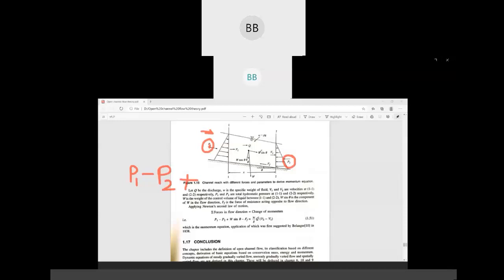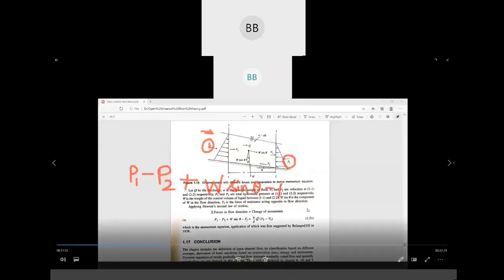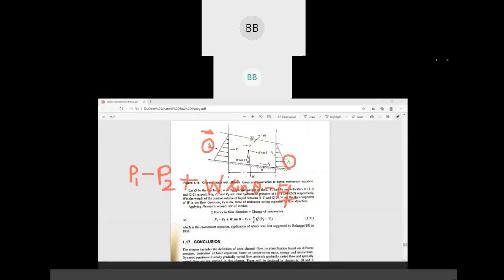So this will again be positive, because the direction of flow and the direction of W sin theta are the same. So it will be W sin theta. Next, we have another term, the friction factor. It will be negative, definitely in the opposite direction, because friction is a resistance force. So minus F, that is the friction force. So this is the summation of all the forces in the direction of flow, which is equal to the rate of change of momentum.